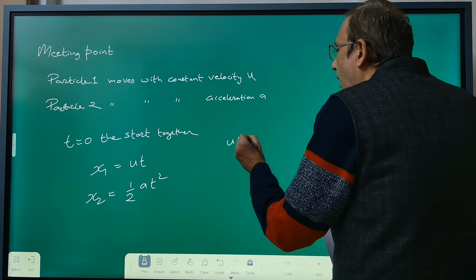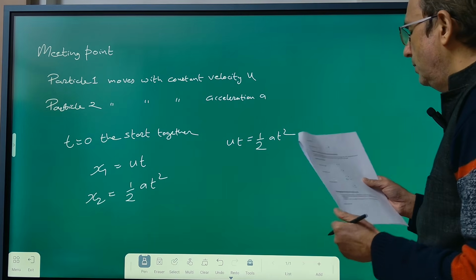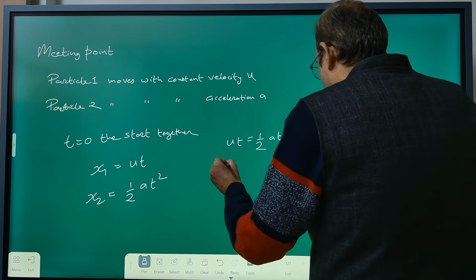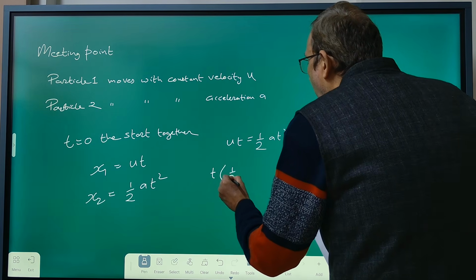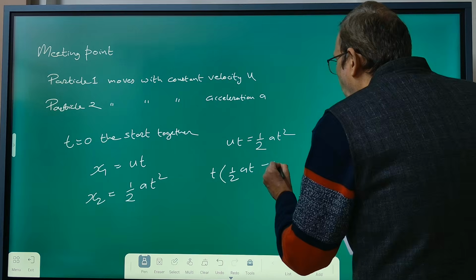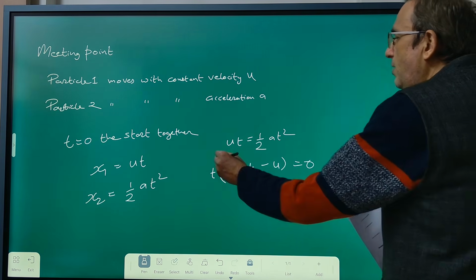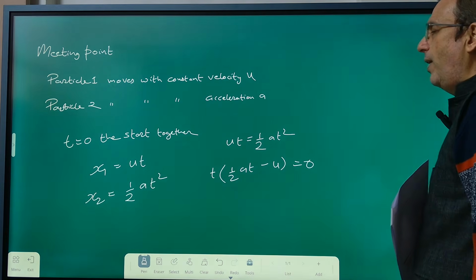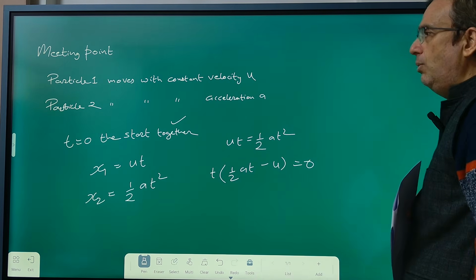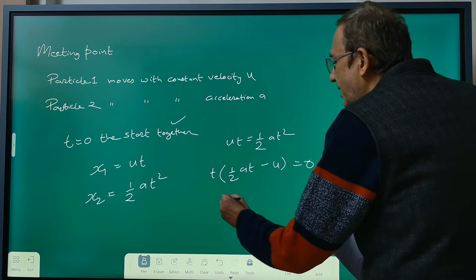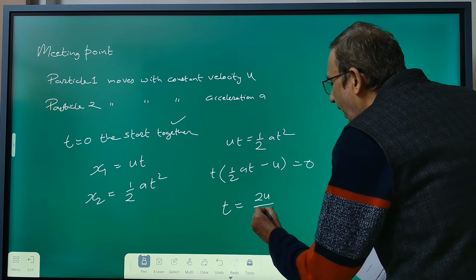So ut is equal to half at squared. And so you take it on the other side, you get t times (half at minus u) is equal to 0. There is one solution, t equal to 0, which satisfies this equation, and they meet at t equal to 0. But there is another solution, that is t equal to 2u over a.